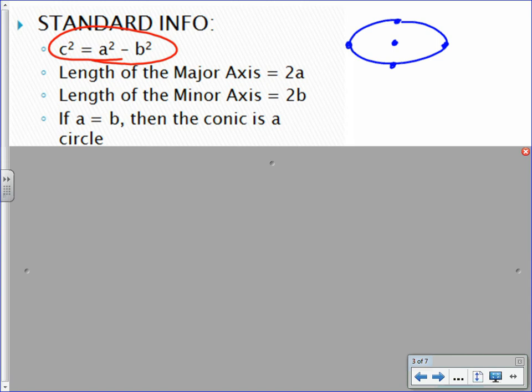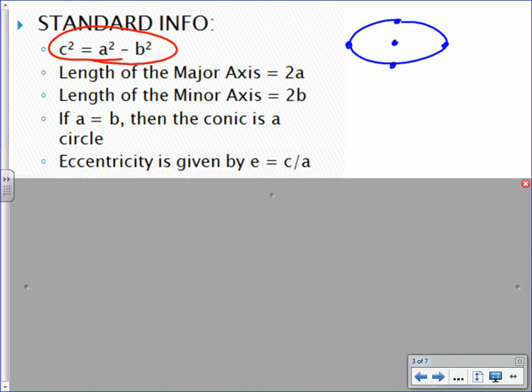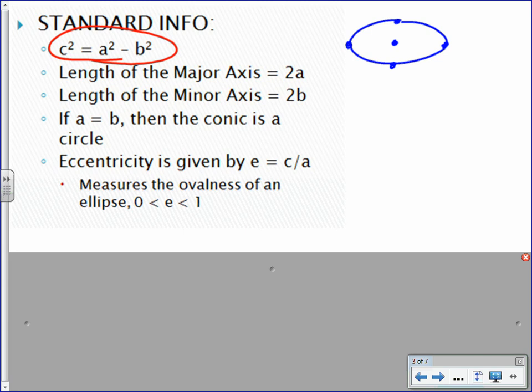We have this funny word called eccentricity. Eccentricity measures how circular our ellipse is. To measure eccentricity, we're just going to take C divided by A. This is always going to be a number between 0 and 1. The closer it is to 0, the more circular we are. The closer we are to 1, the more oval we are.